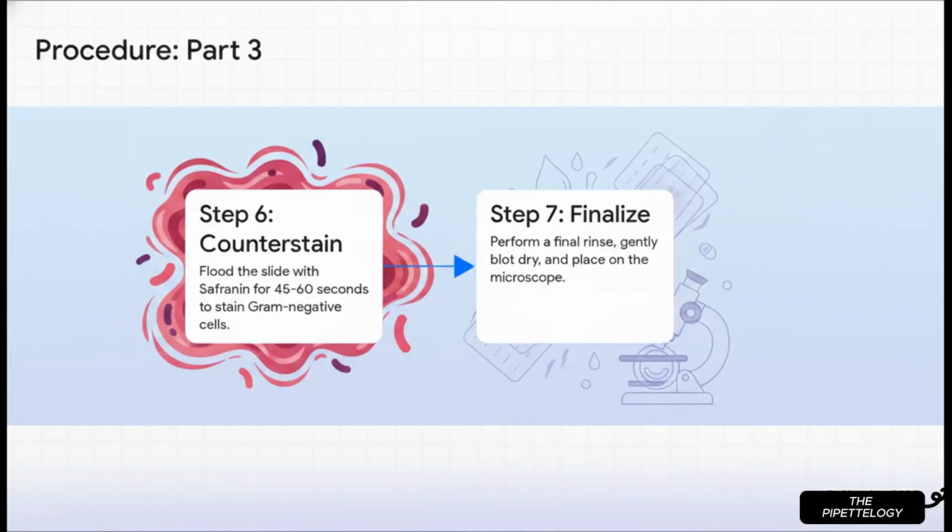Okay, so once you've successfully navigated that tricky decolorizing step, the rest is pretty straightforward. You just flood the slide with a safranin counterstain for about a minute. This is what's going to stain any of those decolorized cells, your gram-negatives, that nice distinct pink or red. Then you give it a final gentle rinse, carefully blot it dry, and boom, it's ready for the microscope.